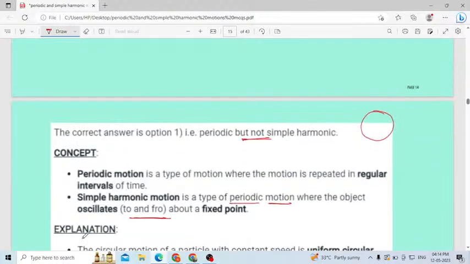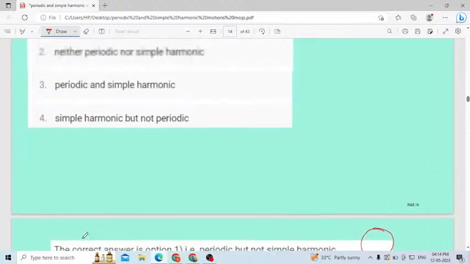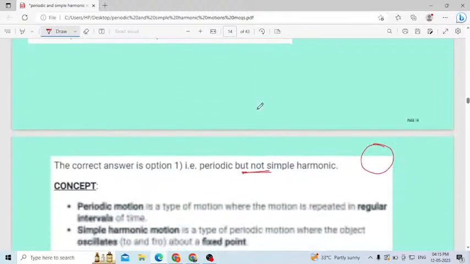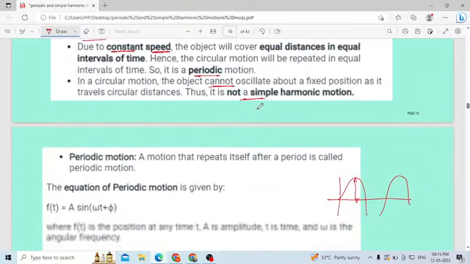Therefore, the correct answer for this question, the circular motion of a particle with constant speed, is periodic but not simple harmonic. Why is it not simple harmonic? Because the object is moving in a circular path, it is not moving to and fro. And also, they mention constant speed, which means the object is covering equal distance in equal intervals of time. Don't get confused in the exam, very important one.